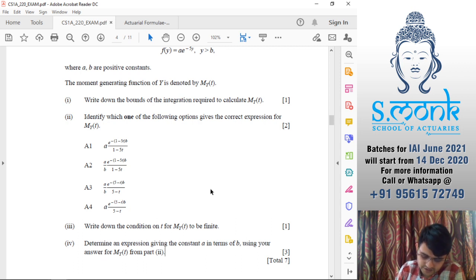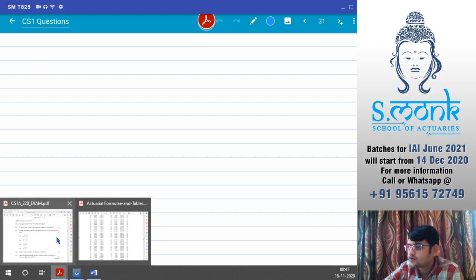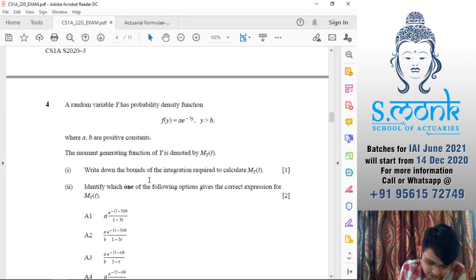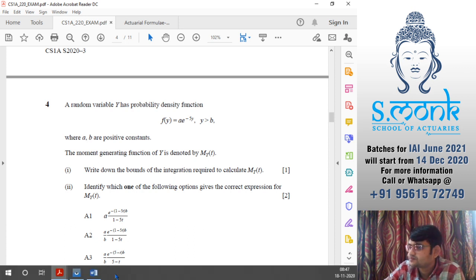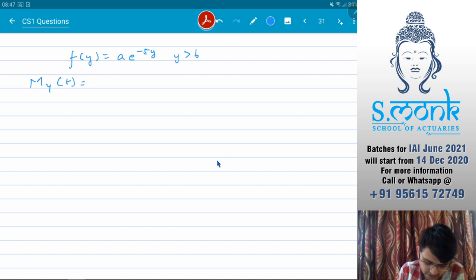So if you want to solve this, first of all, what was the expression? f of y is a e raised to minus 5y where y is greater than b. This is our f. If you want to write myt, that would be nothing but expected value of e raised to ty.